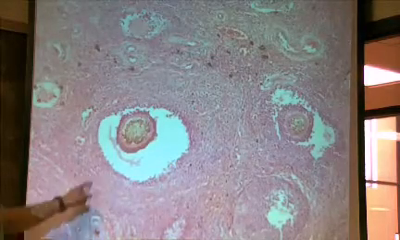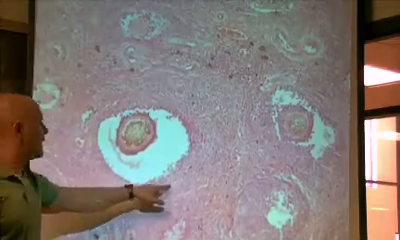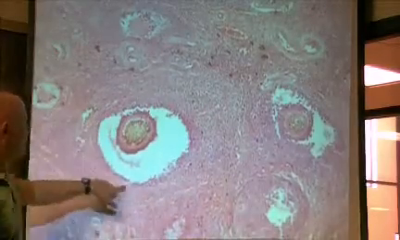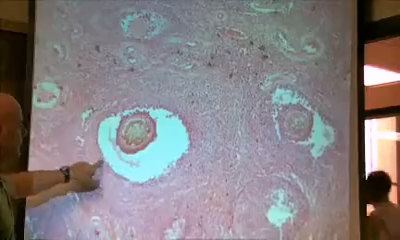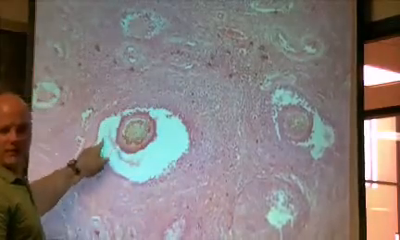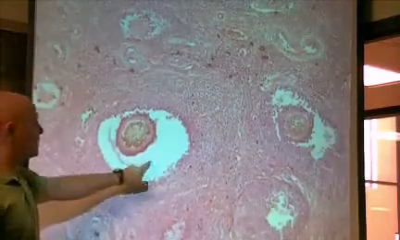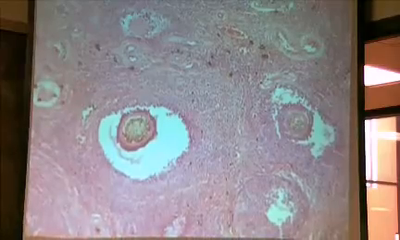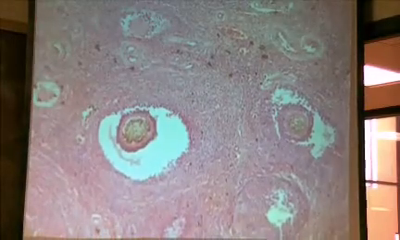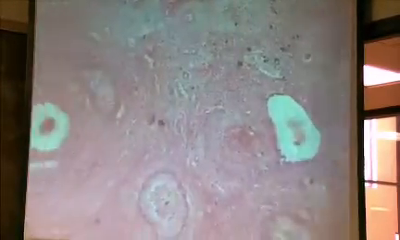Okay, so this is a mistyping here. Thecal cells are found around the follicle. Thecal cells are found around the edge of the follicle here. The antrum is the space. Let's go ahead and see if we can find another one. This is showing another Graafian follicle as well.